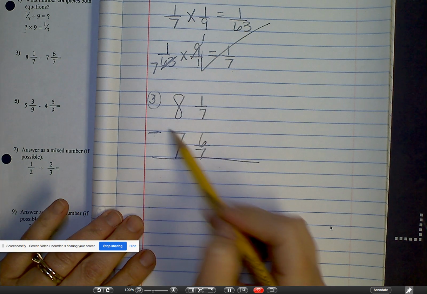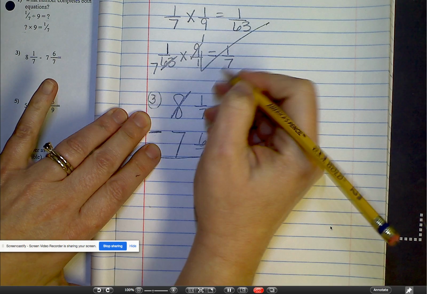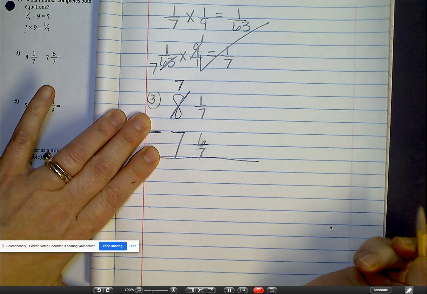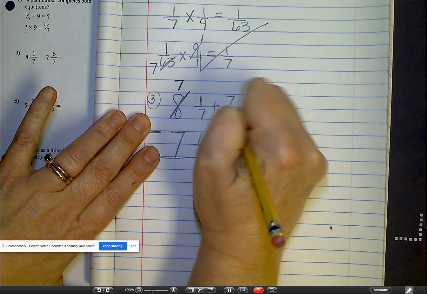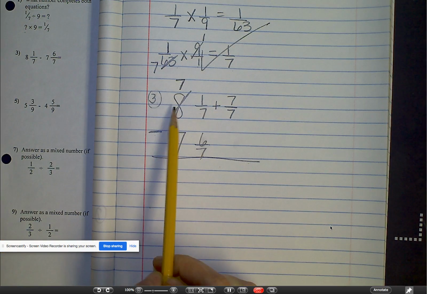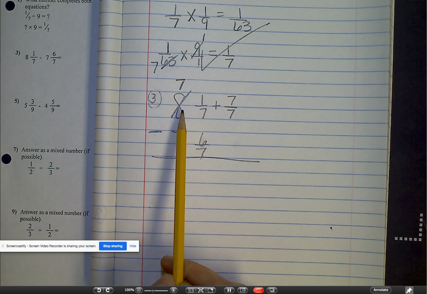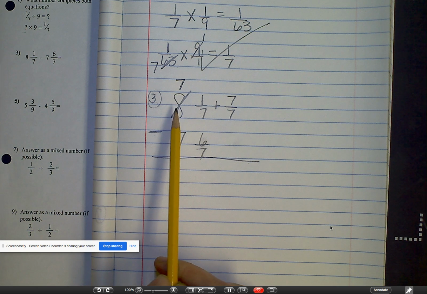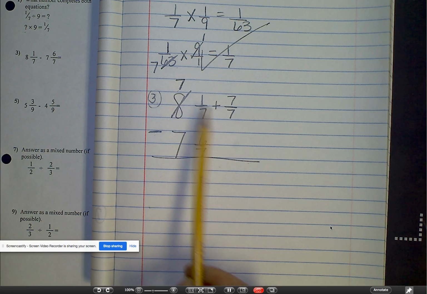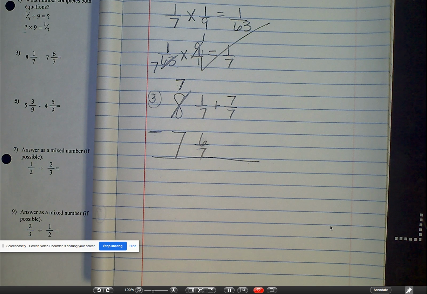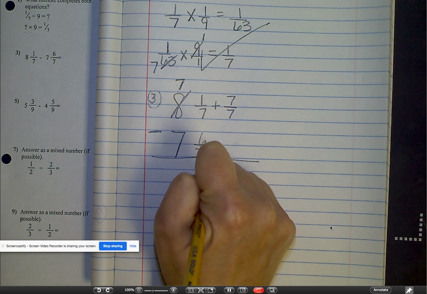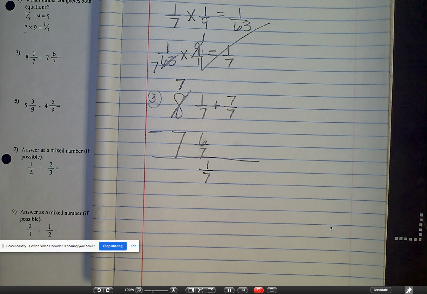I cannot do 1 minus 6, so I'm going to exchange this 8, and I'm going to take 1 from it, and then I'm going to put it back over here so that I don't change the value. So I just basically made change for this, just like you would a dollar bill. You would give somebody a dollar bill and you would get 4 quarters. Doesn't change the value. You still have a dollar. You just change the way you have it. So right here, we changed this to a 7. So we took 1 from here and just put it on this side. Okay. So now we can go ahead and subtract. 7 minus 6 is 1. So I have 1/7. And then 7 minus 7 is just 0. So for number 3, the answer is 1/7.